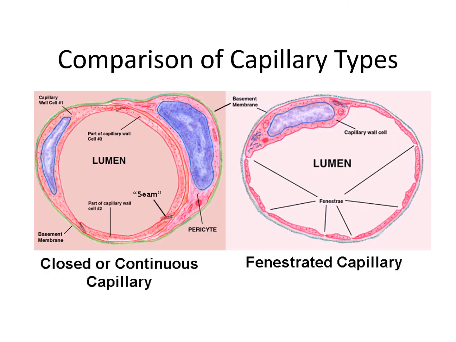So capillaries come in two major types. They can be closed or continuous capillaries like you see on the left, or they may be fenestrated like you see on the right. The capillary on the left is closed because it is not going to exchange nutrients, fluids, waste products with the surrounding cells and tissues, while the capillary on the right is built exactly to do that.